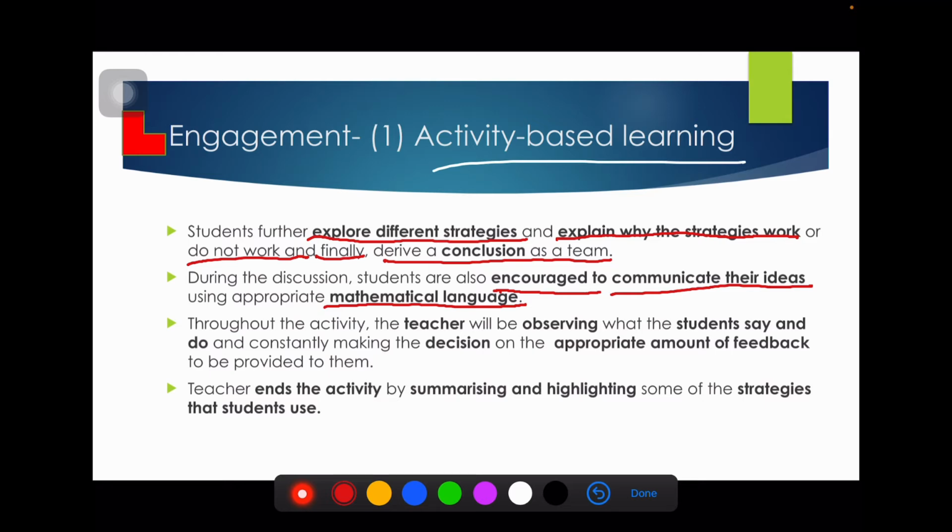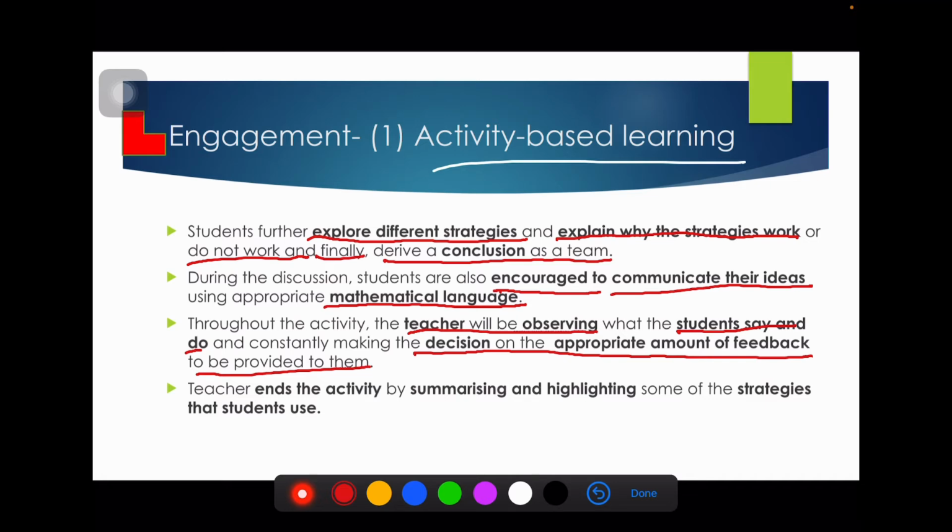Okay, throughout the activity, the teacher will be observing what the students say and do, and constantly making the decision on the appropriate amount of feedback to be provided to them. So teachers, you must know how to give positive and constructive feedback to your students. You can't always say, good job, okay, fine, fantastic, awesome. You have to use more descriptive words to be able to provide the correct feedback.